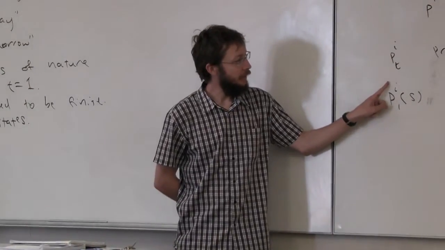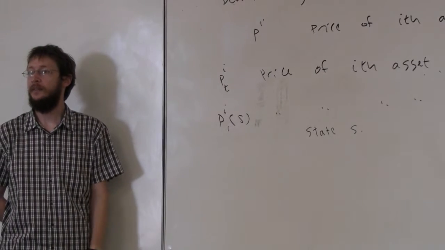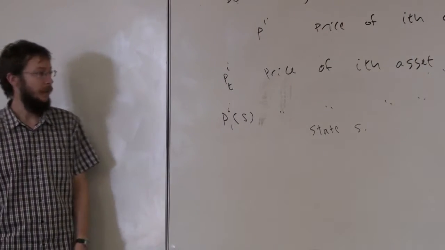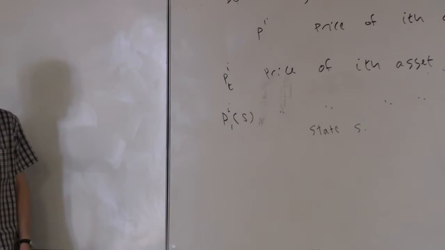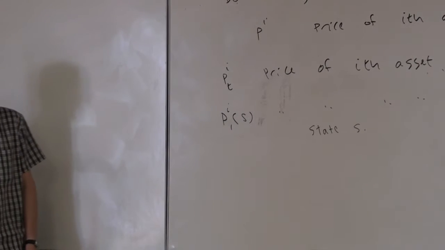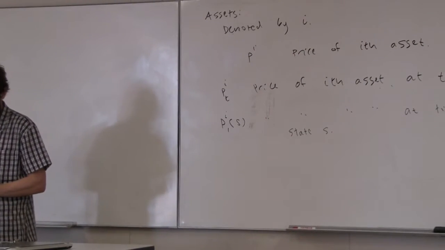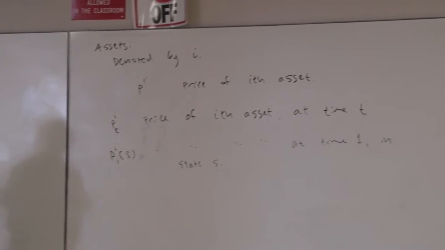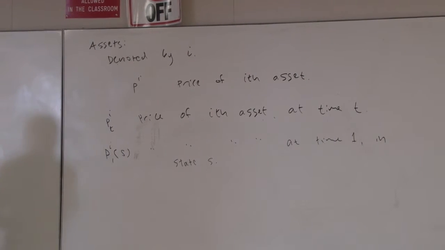How do you read it? Price of the asset at time 1, assuming state S. In state 1 or in state 2, whatever the state may be. So these prices can be positive or negative. So it gets kind of confusing.